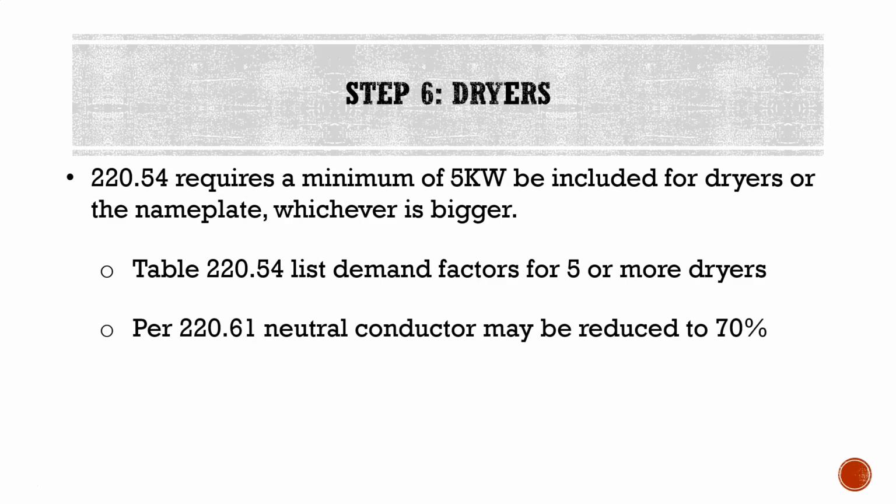And per 220.61, our neutral conductor size may be reduced to 70%. In other words, if we carry 5 kW load for our ungrounded conductors in step number 6, we're allowed to carry 70% of that 5 kW for our grounded conductor or neutral conductor load for this step. I'm not going to walk you all through doing the calculation that way. It's a little bit more advanced, and a lot of times, unless you have multiple dryers or multiple ranges, you usually end up having to use the same size neutral conductor anyway. But I did want to make sure that everybody was aware of that if they ran into it.